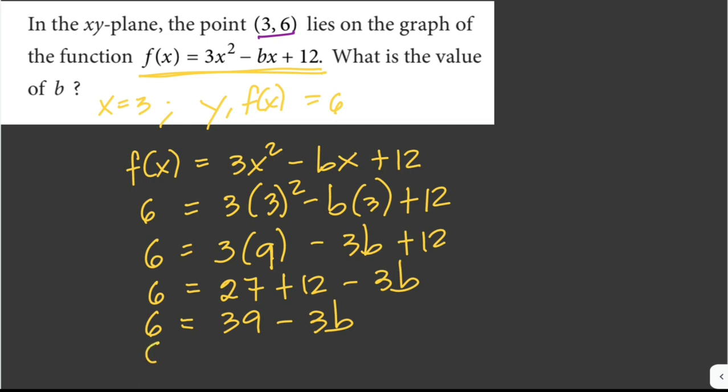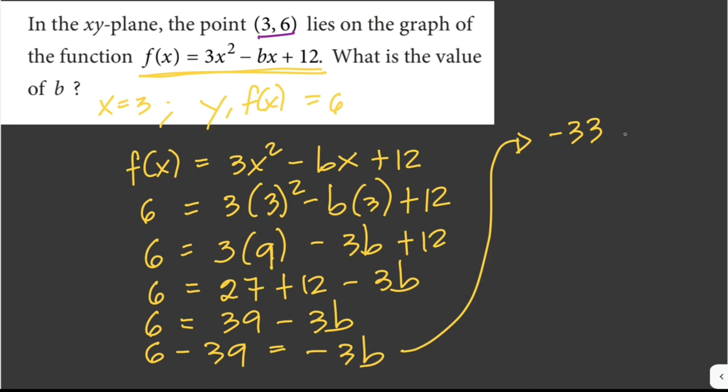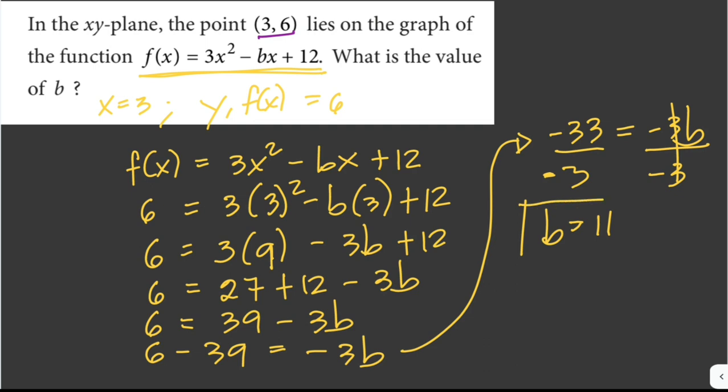Then we group 6 and 39, that is 6 minus 39 equals negative 3b. So this is just equal to negative 33 equals negative 3b. And to solve for b, we divide both sides by negative 3. This cancels out. So b is just equal to 11. The value of b here is 11.